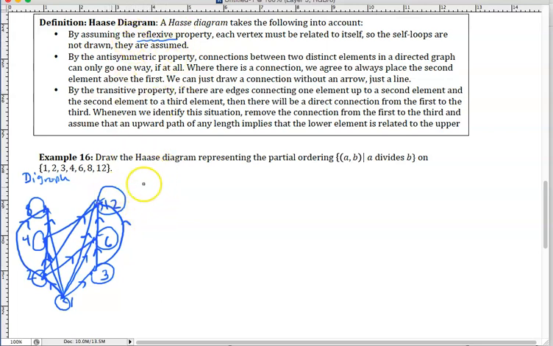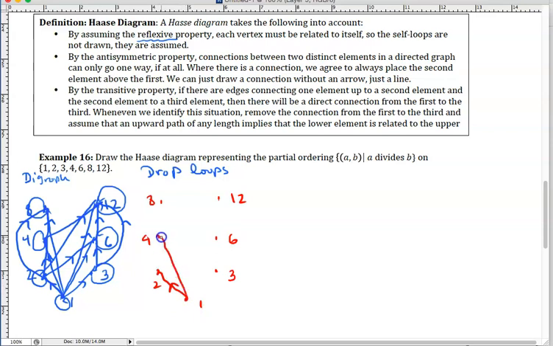So the reflexive property says that we can cut out all the loops. So let's drop the self loops. We're going to redraw this without the loops. So let's have 1 and 2 and 4 and 8, 3 and 6 and 12. So those are my vertices. Without the loops, because we know this fulfills the reflexive property, the loops are implied. So we have just the arrows.